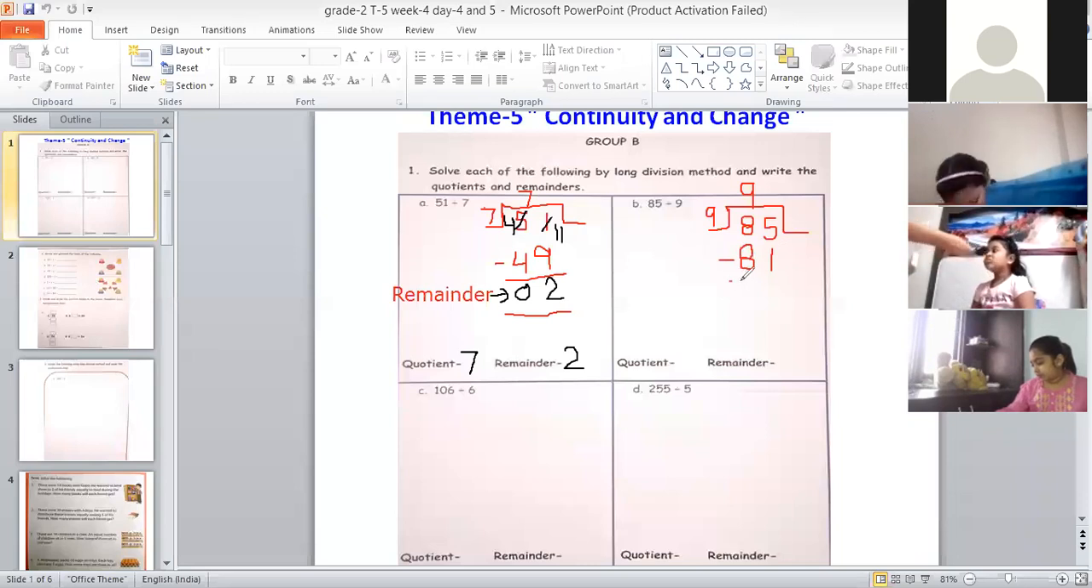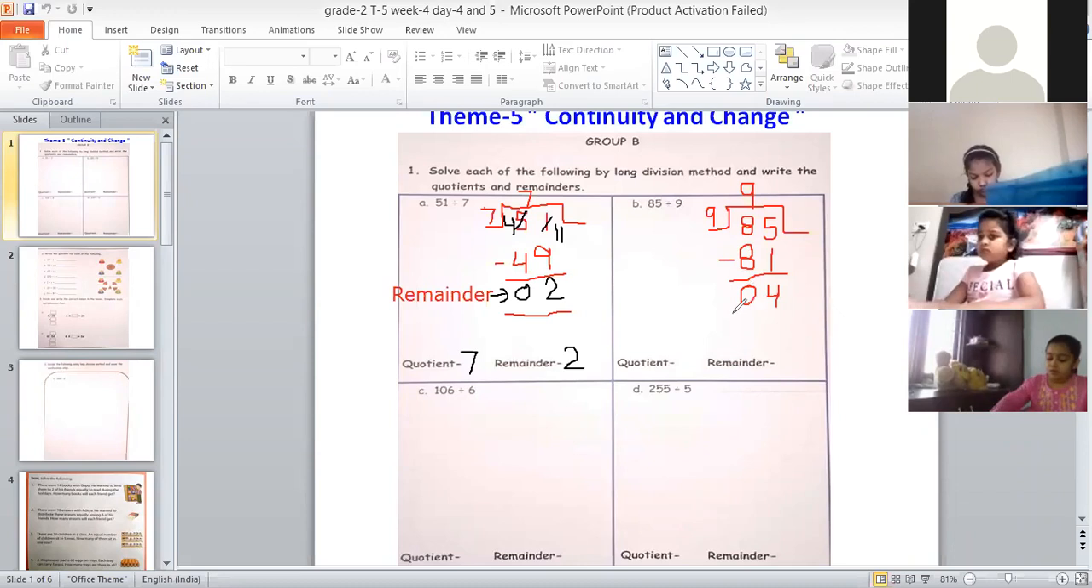Yes, Pathan, now tell me, 5 minus 1? 4, ma'am. And 8 minus 8? 0. Yes. Okay, so we got 4 here. If you subtract 81 from 85, you will get the answer 4. Okay. Thank you, Pathan.